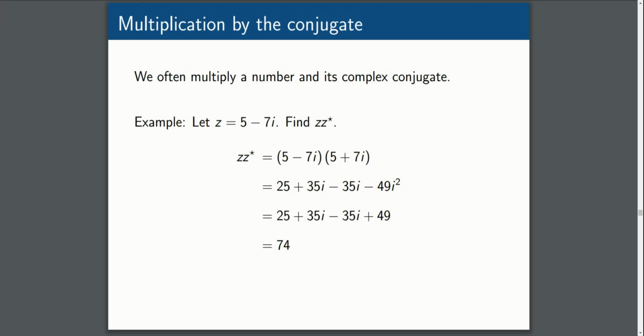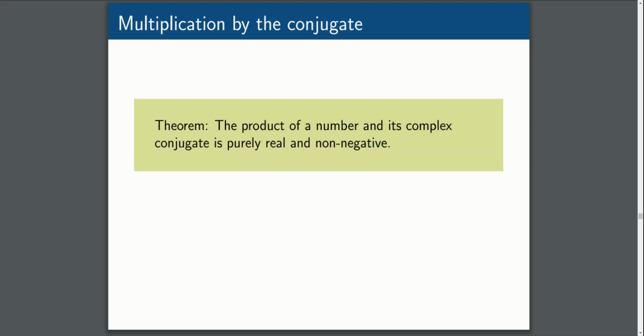Now, the reason that I want to talk about this in particular, it's kind of a special case. It's because even though we're starting by multiplying two numbers, they're not real numbers. They have a non-zero imaginary part. But notice that our final answer is 74. That's a purely real number. Now, this is not a coincidence. This happens every time we multiply a number by its complex conjugate, and that is why this is an important pattern.